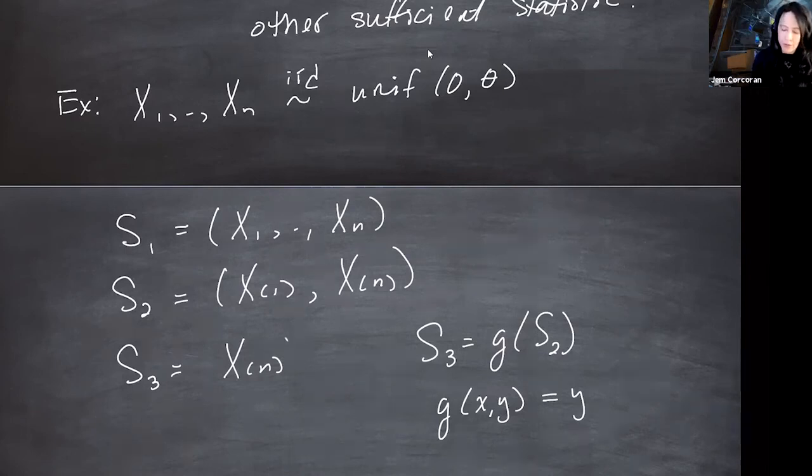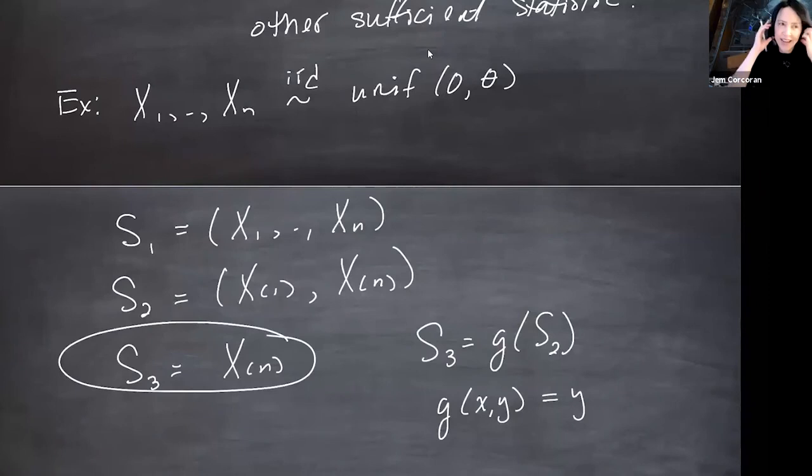And so this doesn't prove that this is minimal sufficient because I haven't looked at every possible sufficient statistic. And in general, it is hard to prove minimal sufficiency, but I have a very weird theorem for you that is going to help.